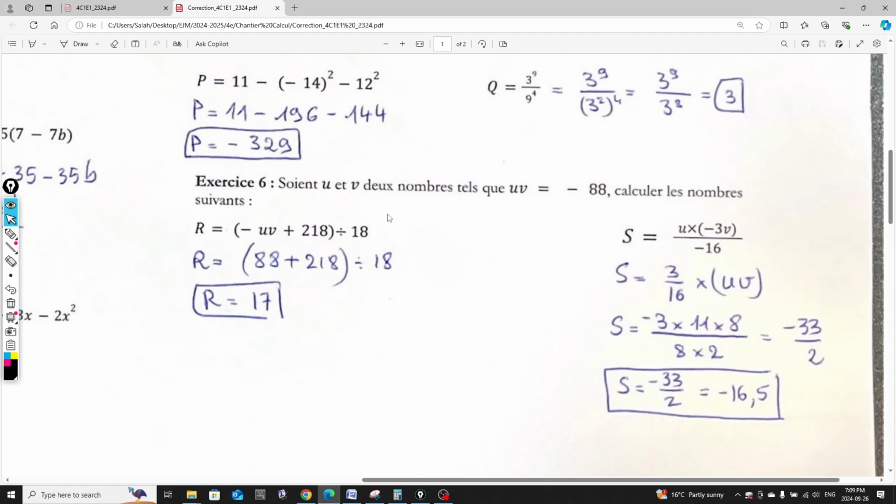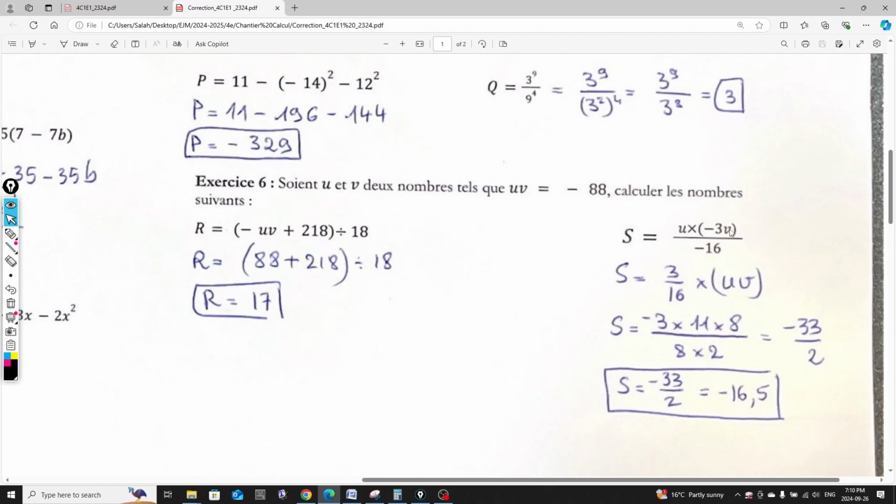So, soit U et V, deux nombres tels que UV égale moins 88, calculer les nombres suivants. So here, I know that UV is actually a negative number, but then I've got a negative out here. Okay, so I've got a double negative happening. So minus 88, well, that's just going to be a positive 88, plus 218, and I'm going to have to do that first, obviously, because those are in parentheses, and BEDMAS tells us we have to do the parentheses first. And when I take those and add them up and then divide them by 18, I get 17.